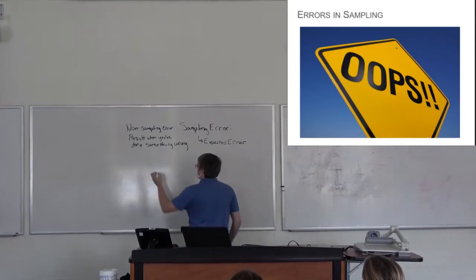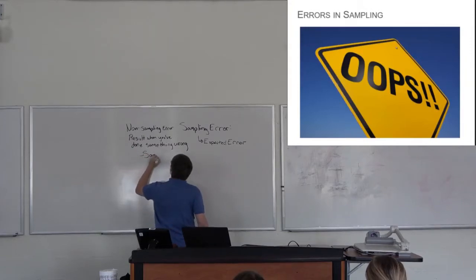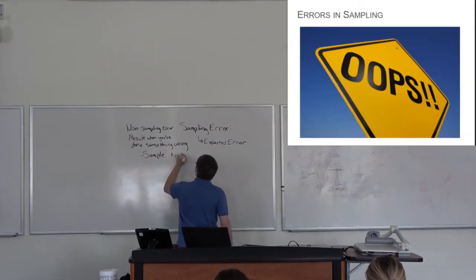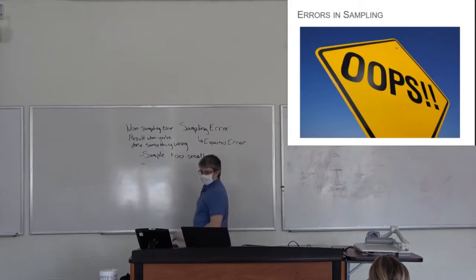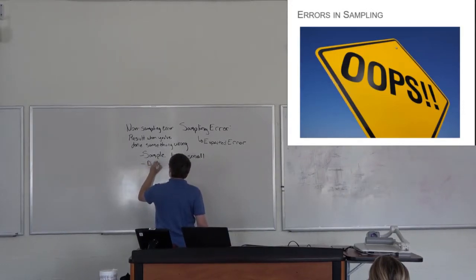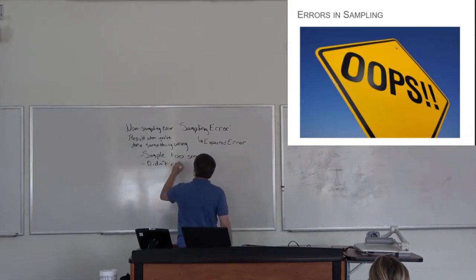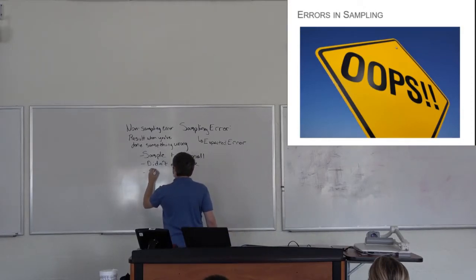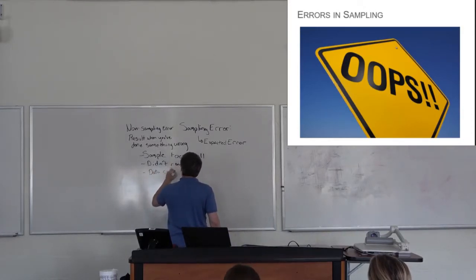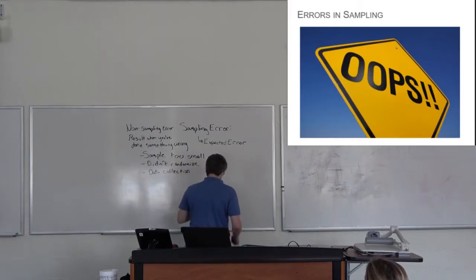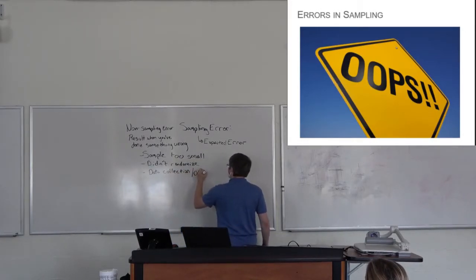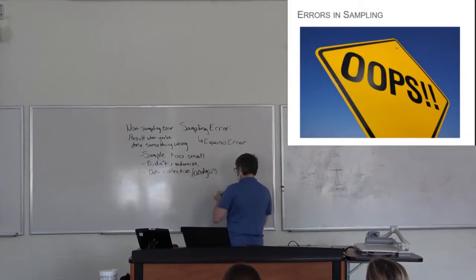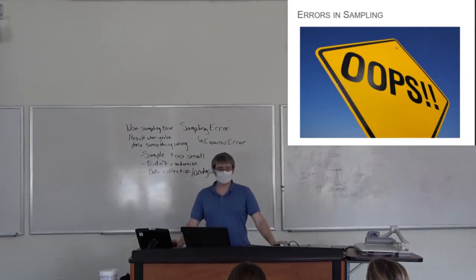Some examples of this are that you sample too small, you don't get enough people, or you didn't randomize. Or there's an error in data collection or analysis, like I was talking about before, with people actually getting these surveys. Okay.